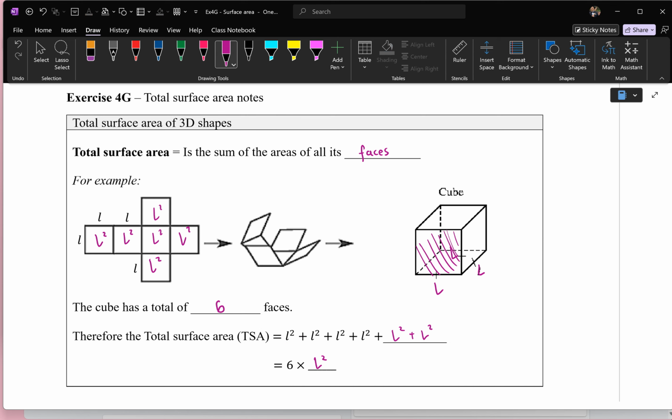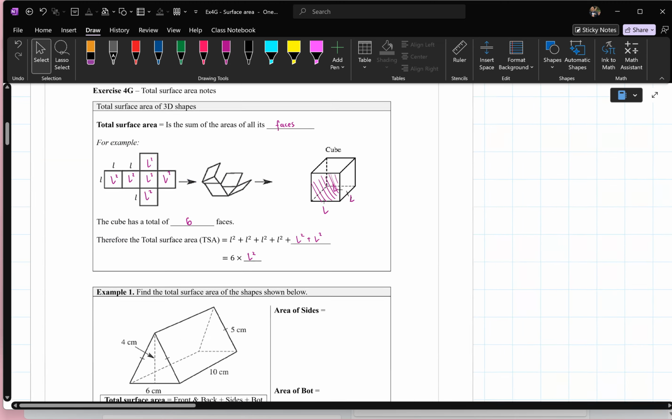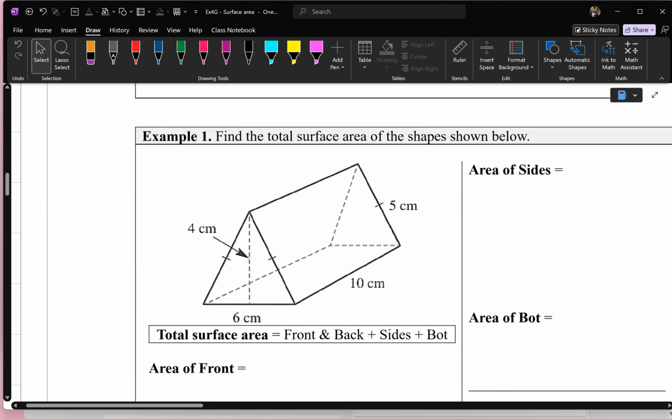And you would get the total surface area of this cube. Now, the problems that you're going to get may not always be a cube. It could be something else, and you have to adapt to it. But the idea is that you're finding the area of each surface of the 3D shape, hence called total surface area. Let's do some examples here. Let's have a look at example 1.